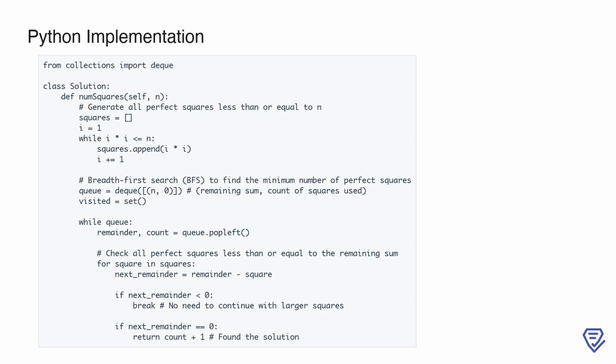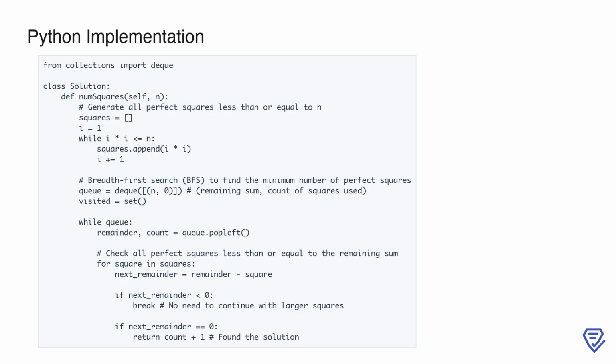Here, we start by importing the deque module from the collections library, which will help us implement a breadth-first search, or BFS. Inside the solution class, we define the function number squares, which takes an integer n as its input. The first step is to generate all the perfect squares less than or equal to n. We initialize an empty list called squares and use a while loop to compute the square of each integer starting from 1, adding it to the list until the square exceeds n. This gives us all the possible perfect squares that we can use in our solution.